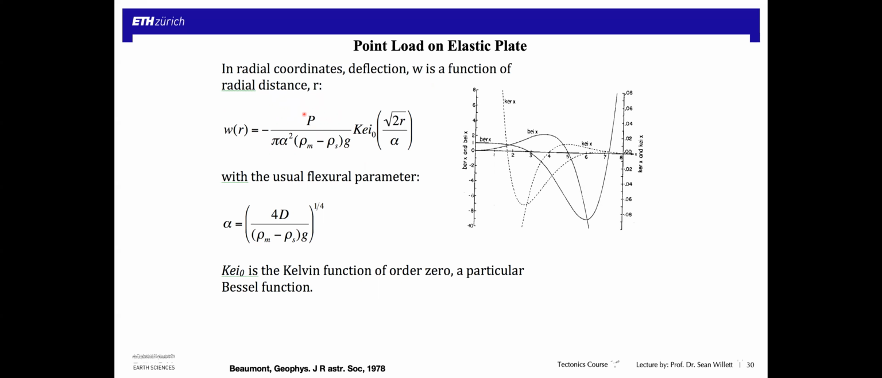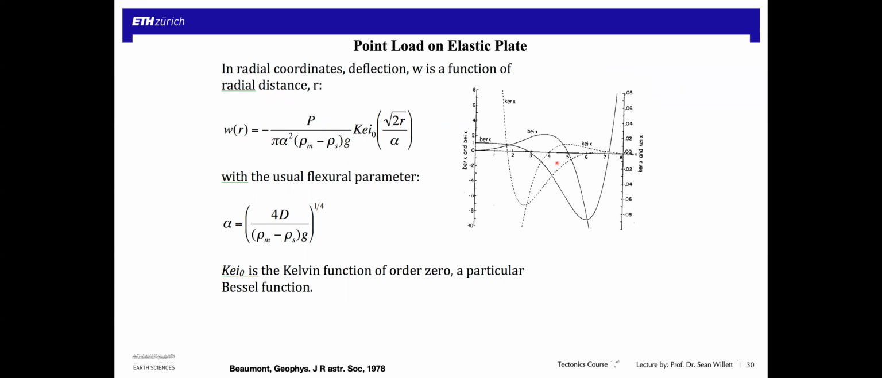This, P, is the load. Here's our usual flexural parameter, alpha, and the change in density from above and below the plate. And what we have here now is this kind of funny function. This is called a Kelvin function, KEI sub 0. It's the 0-order Kelvin function, which is a kind of Bessel function. But it's just a function. It's a function like a sine or a cosine or an exponential, whatever kind of function you want. That means for any given value of r, there is some value of KEI 0.